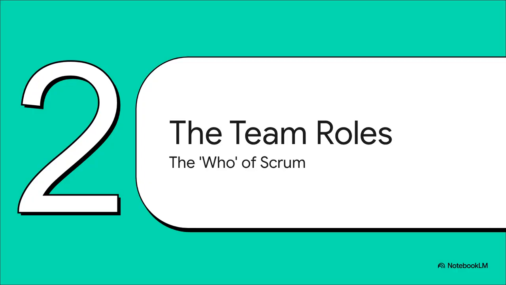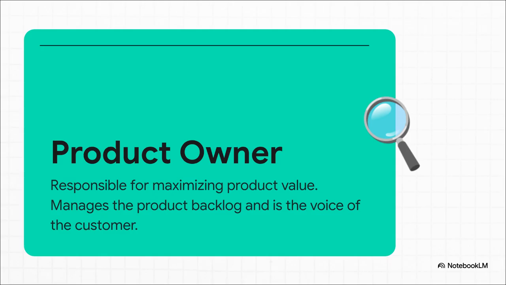Okay, so we've got the what and the why. Now let's talk about the who. Who's actually on a Scrum team? Well, it's pretty simple. There are just three key roles. First up, you've got the product owner. This person is the captain of the ship when it comes to the product's vision. Their whole job is to figure out what's most valuable to build and to prioritize the to-do list for the team. They're the voice of the customer, the business, all of it, rolled into one.